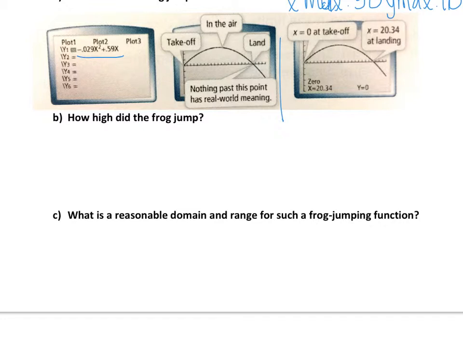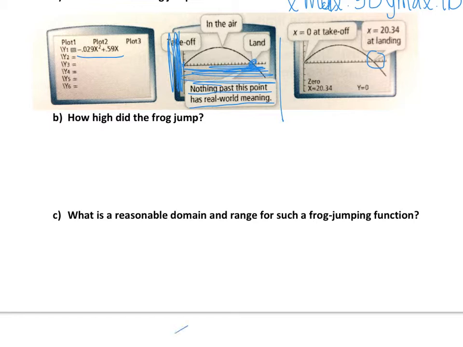And so notice it says nothing past this point has real world meaning. That's why we don't include any negatives this way or any negatives this way. We only have from where he took off, following the path of his motion down to where he lands on the ground. Unless he lands in a hole, you're not going negative. So what your goal is, you're going to try to find this 0 right here. So you're going to do the left bound, right bound thing.